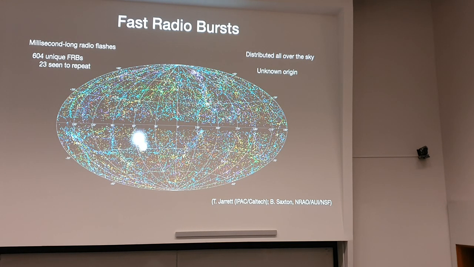Okay, so 23 of them repeat. All the other ones that we've seen have been one-off events, and they didn't repeat. Are they going to repeat one day? Maybe, or maybe they don't repeat.